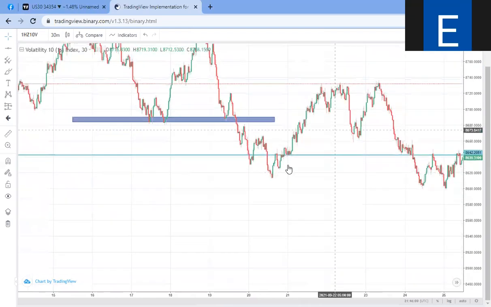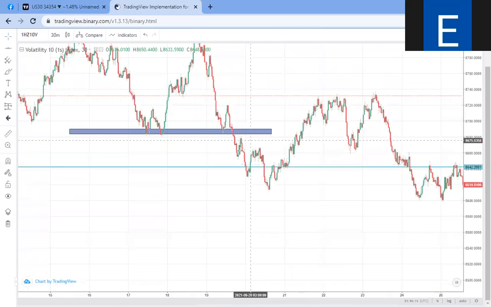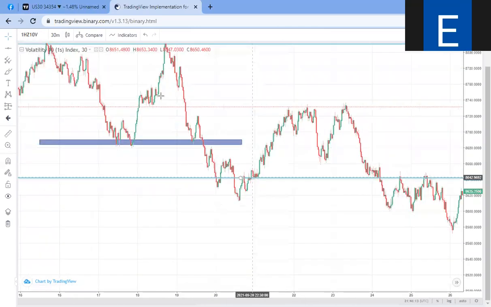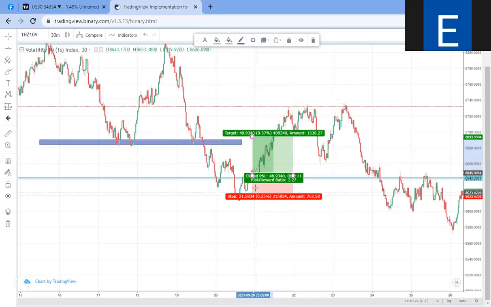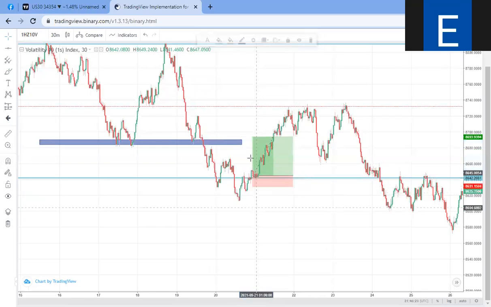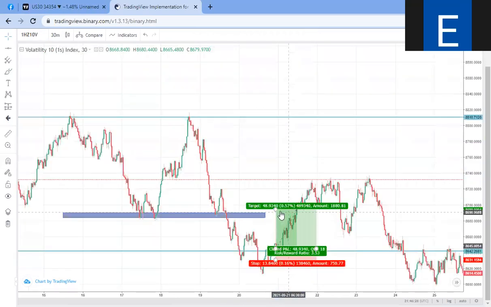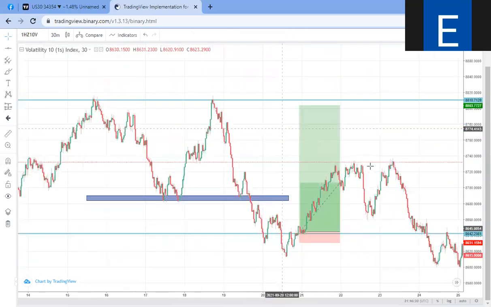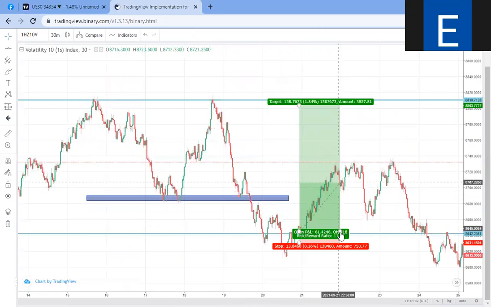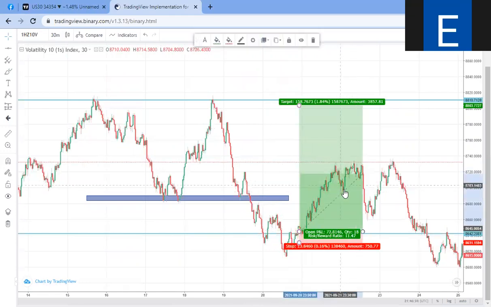And I took longs here. I took buys here. These buys were very easy for me to spot. I took longs around this area here. My stop loss was around this area, and my target was at this level here. That was my initial target. Probably my trailing stop would have stopped me out around this area because I would have trailed it.